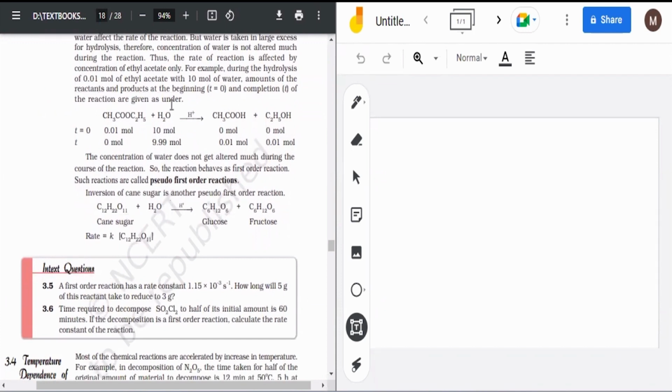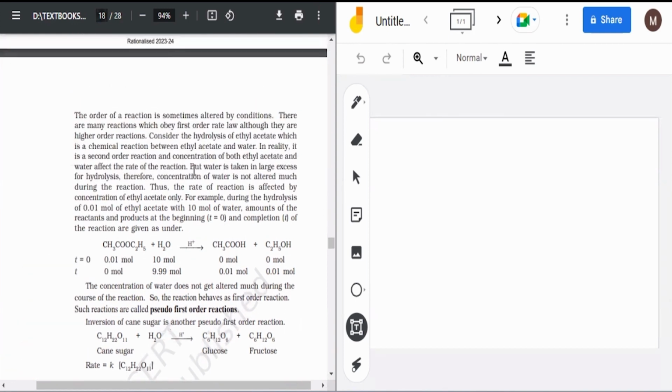जैसे कि इसमें एग्जांपल दिया हुआ है जिसमें ये जो इथाइल एसीटेट है ये H2O के साथ रिएक्ट करके इथेनॉल और CH3COOH मतलब एसिटिक एसिड बना रहा है. तो इसमें क्या दिया हुआ है, the concentration of water does not get altered much during the course of reaction such that the reaction behaves as first order reaction. These type of reactions are known as pseudo first order reaction.